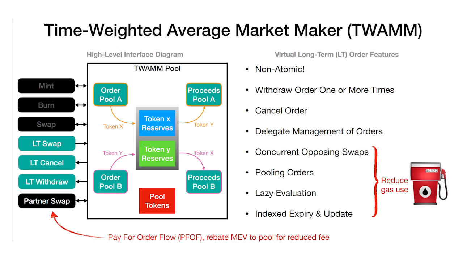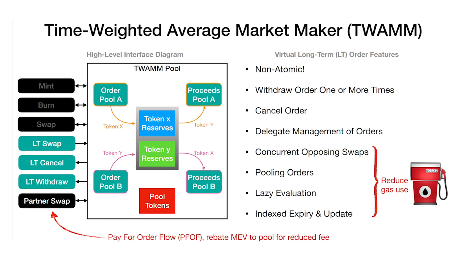So this way you can delegate the work of managing the order to somebody else or a service. There are some significant features that Paradigm built into this when they wrote the paper to reduce gas use. That's concurrent opposing swaps. A conventional pool can't do this today, where you swap in two directions, from X to Y and Y to X, in a single transaction. TWAM is able to do that in long-term swaps. Your orders are pooled. So if you and I are making the same trade in the same direction, our orders are pooled together and we only pay gas to enter the system. We don't pay additional gas to keep having that trade happen.